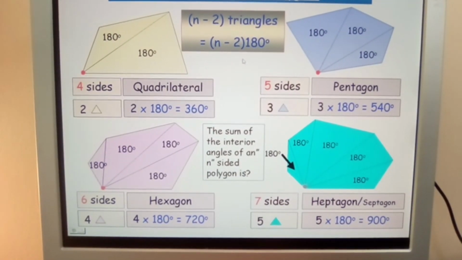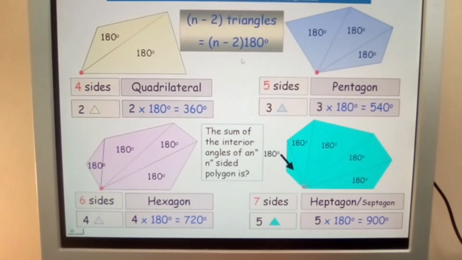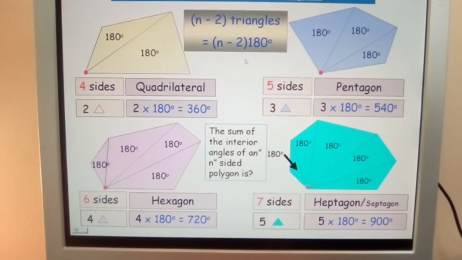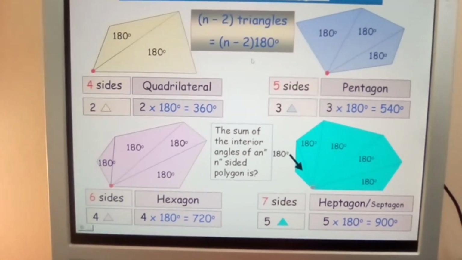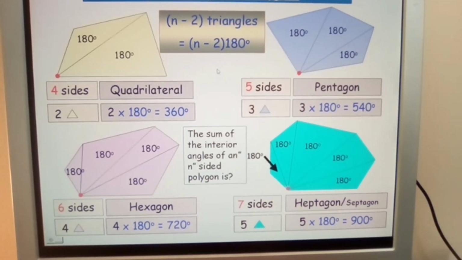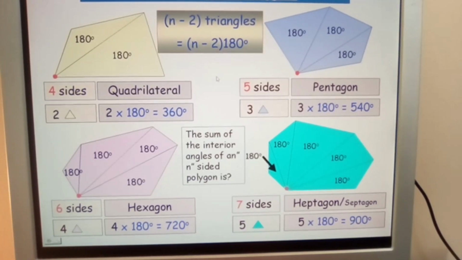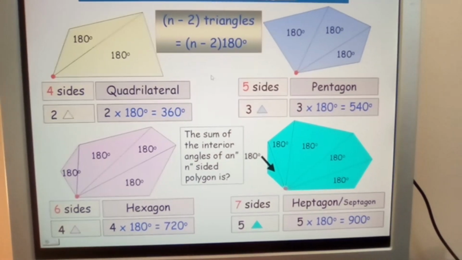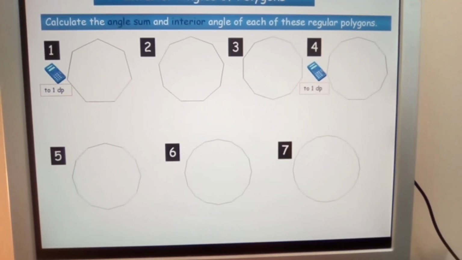Now look, I'm just trying to think, is there any other way I can put this or look at it from a different perspective? Maybe not. So, n minus 2 triangles equals n minus 2 times 180. That's the relationship. I know this works because I used it earlier myself in some mathematical calculations.